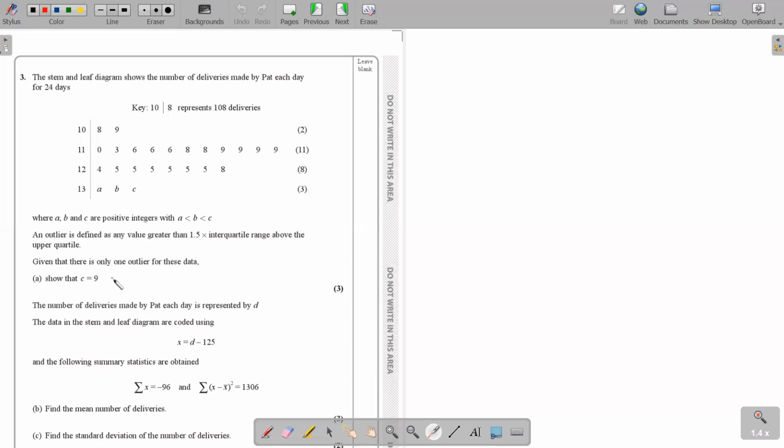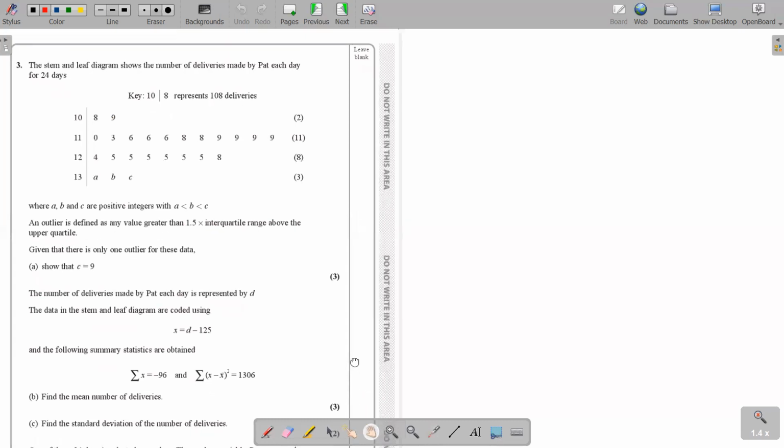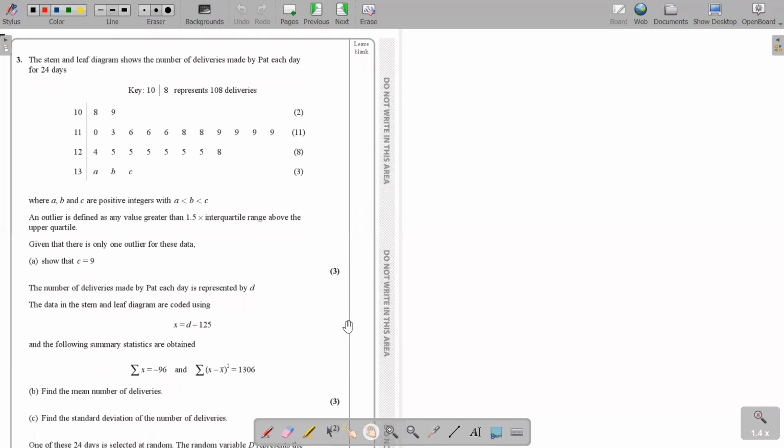Given that there is only one outlier for this data set, show that C becomes equal to 9. Okay, how do I show that? First things first, we have to find the lower quartile, the upper quartile, and get the interquartile range.